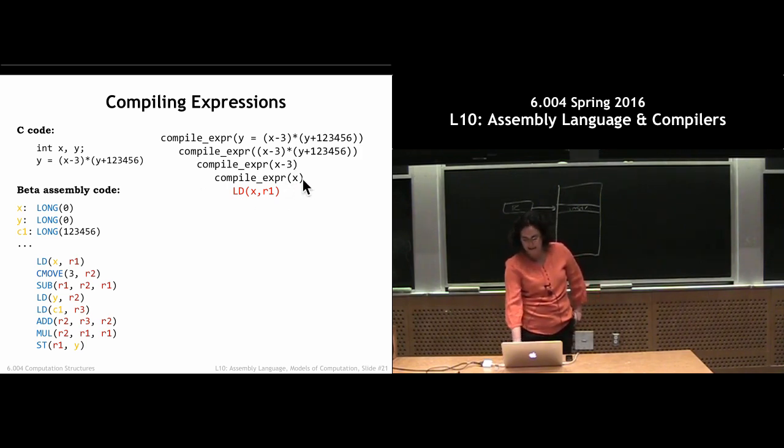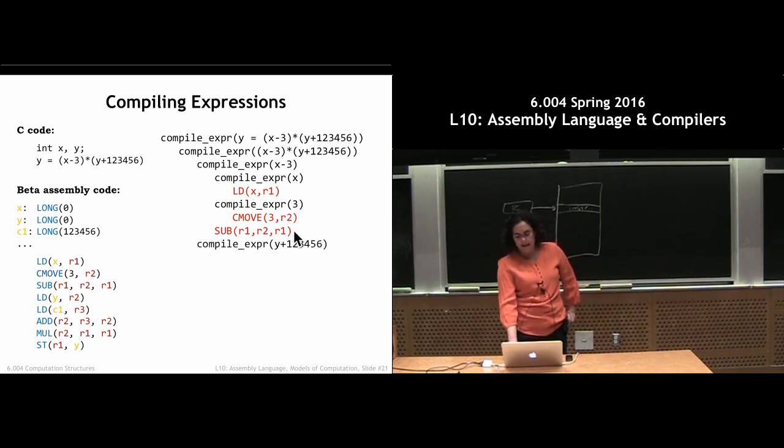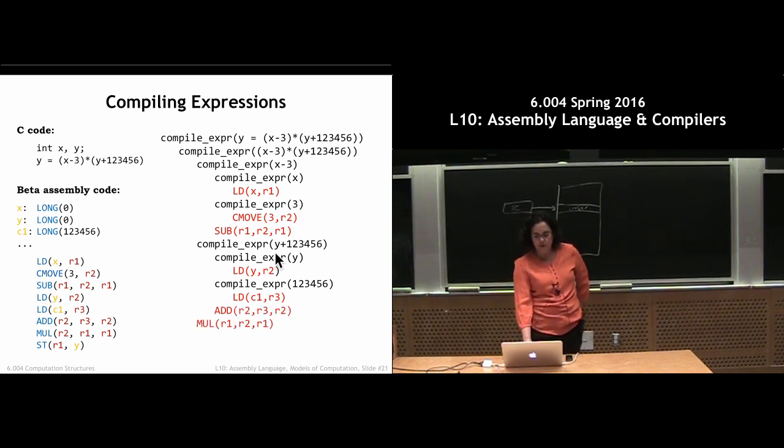Okay, so now I've got my x. The next thing I need to do is compile this 3. This is also going to be another assembly instruction where I'm moving this constant into register R2. Now I'm ready to do my subtract operation of x minus 3. So x is in R1, 3 is in R2, and so I do subtract R1, R2, store that result into R1, and I continue in the same manner. If we follow this through, we've got basically the description of this y plus this long constant. And finally, we add those two results together, and then we multiply this expression times that expression and store that result into y.